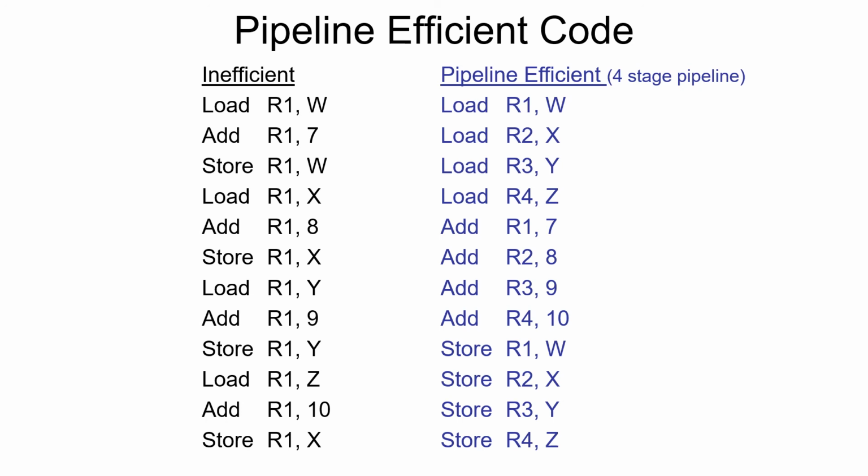If we have a 4-stage pipeline, by the time we get to the 5th instruction, the add, then the load R1 W will have completed and we won't have a data hazard. On the left side, when you go to add 7 to R1, you're going to have a data hazard with the load. And when you go to the 3rd instruction, which is store R1 back into W, again, another data hazard. And the 4th instruction has another hazard because we're changing R1. But on the right, we've avoided all the data hazards.